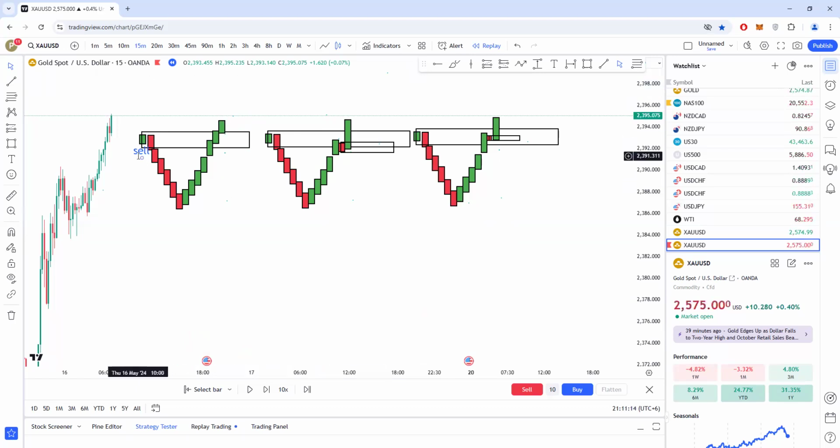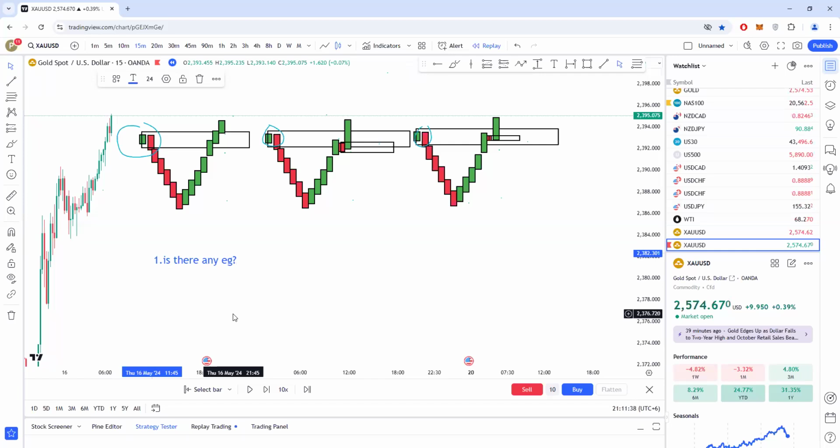Now I am going to make it easier for you guys. As you are seeing here, we started from here, remember? Yes, sir. We are going to follow some strict rules. The first rule says: is there any EG? It could be buy, it could be sell. In this particular scenario, what engulfing do we have here, sell or buy? Sell. Clear?